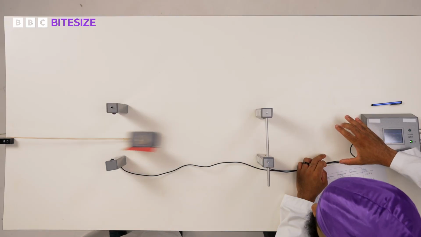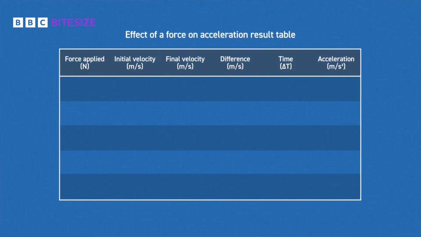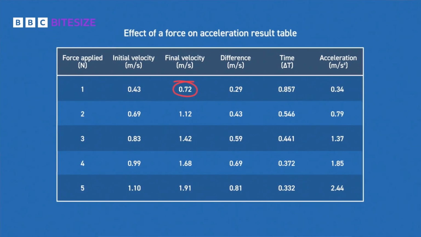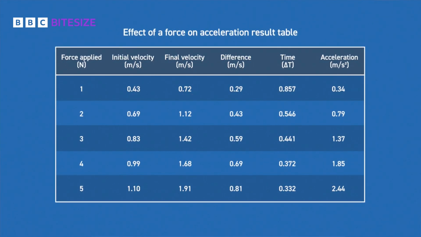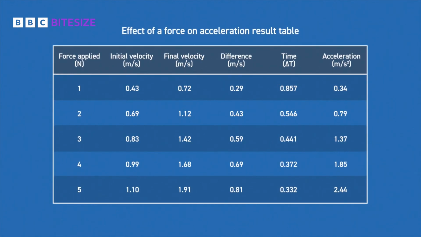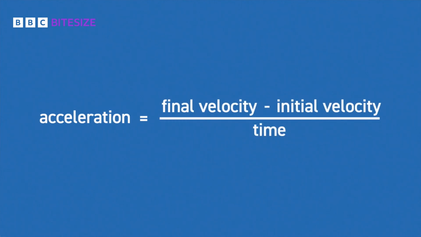We need to process our raw data to work out the acceleration. So let's have a look. We'll take the 1 Newton result. Our initial velocity was 0.43 meters per second, and our final velocity was 0.72 meters per second, and the time in between was 0.857 seconds. Now, acceleration equals final velocity minus initial velocity divided by the time.